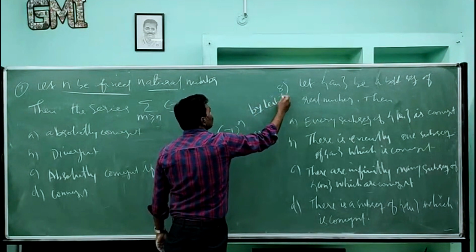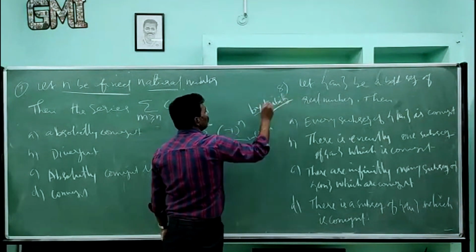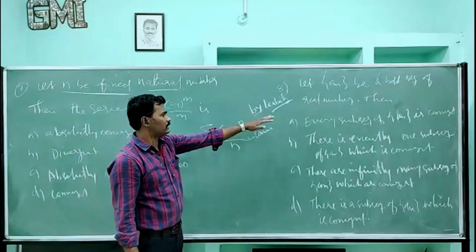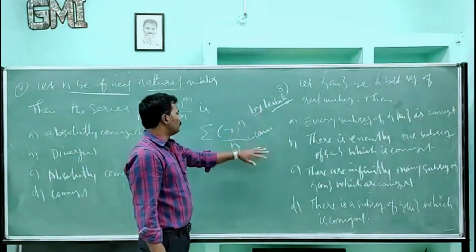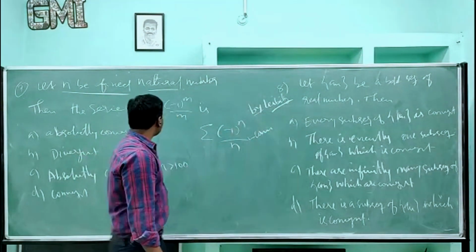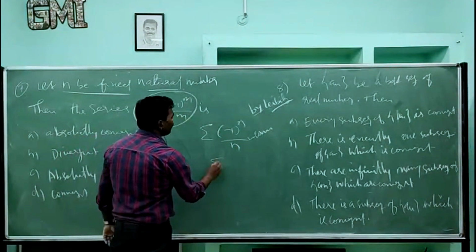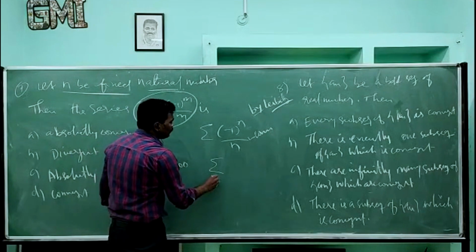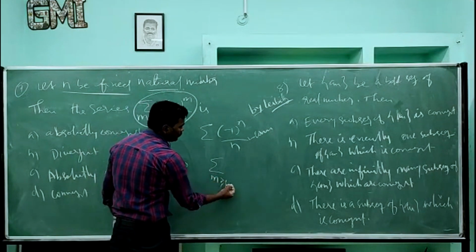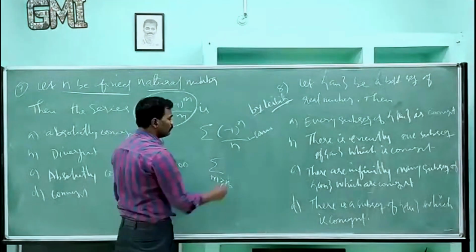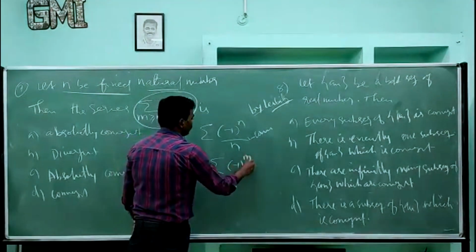According to the Leibniz test, this series is convergent. Here they will be asking after some n, we don't know. Maybe what does this mean? M may be greater than or equal to 1 or 2. Some natural number fixed, that is some n not fixed. After that, (-1) to the power m by m.